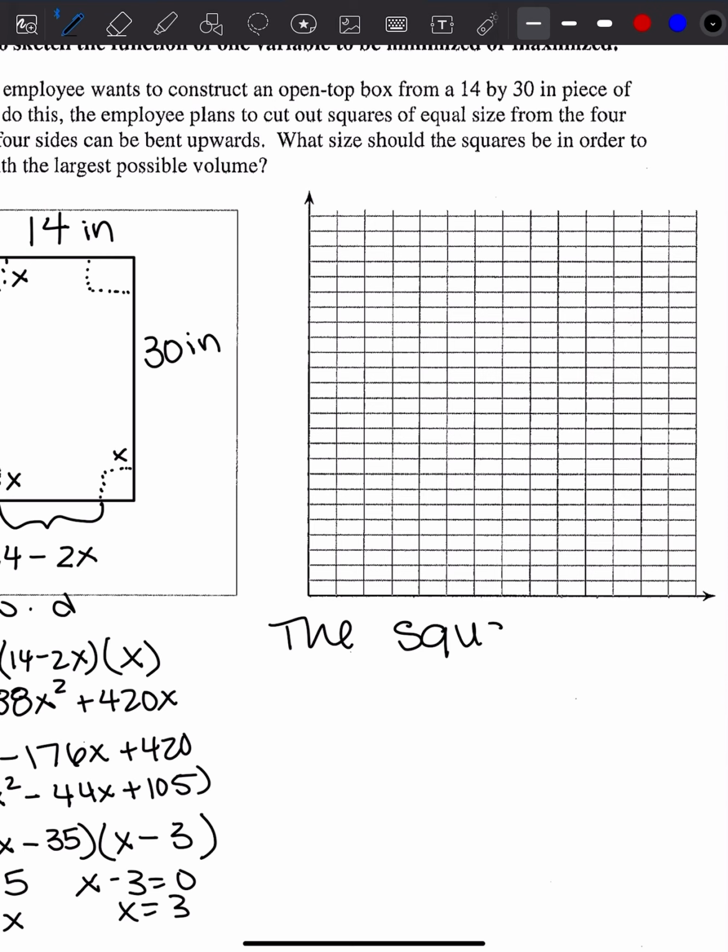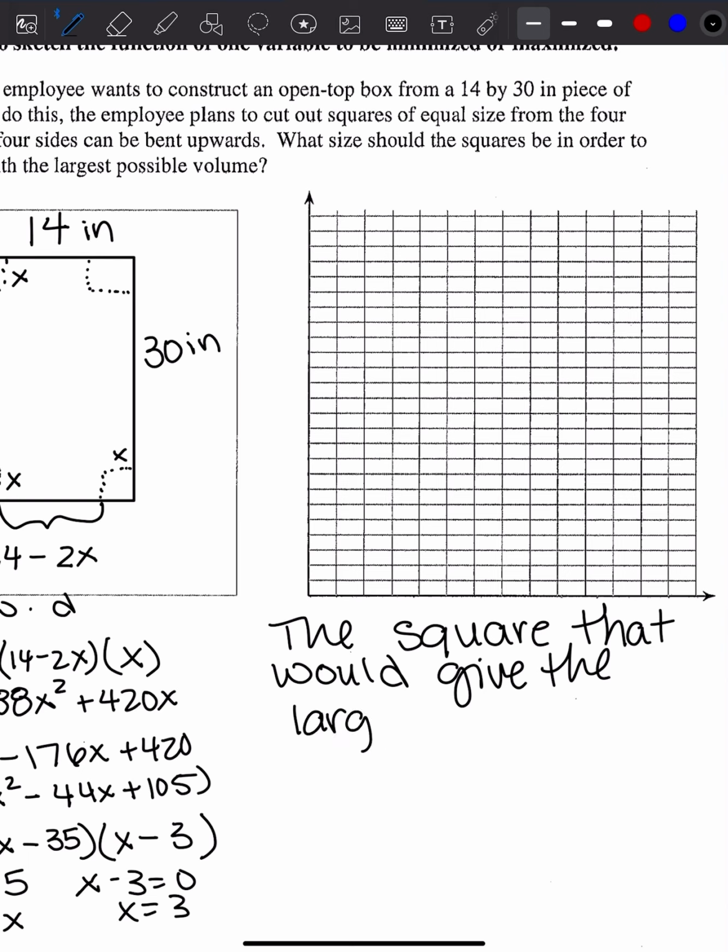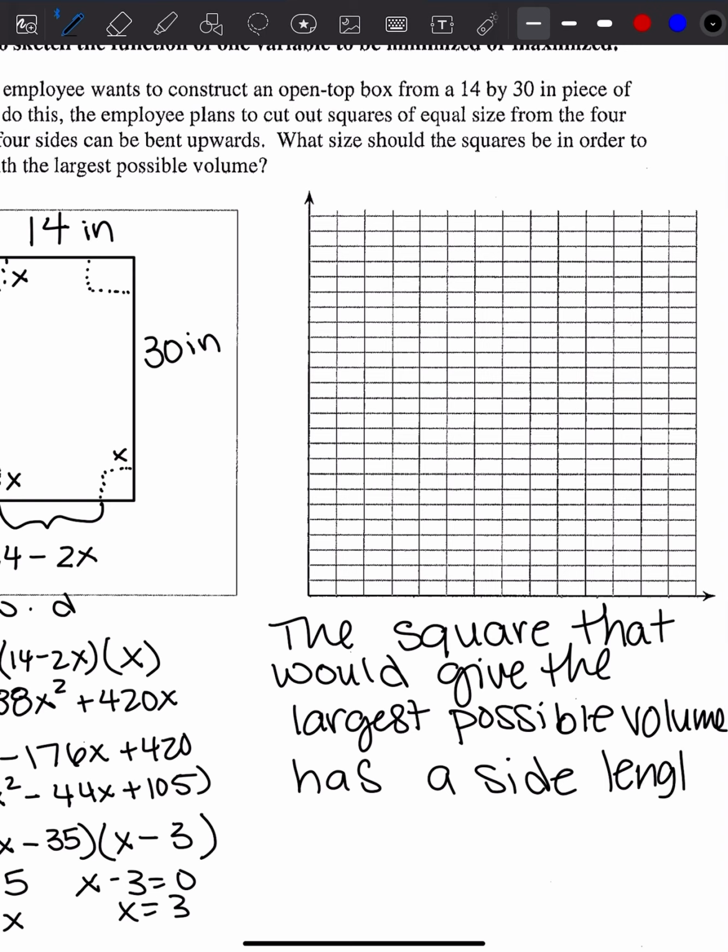The square that would give the largest possible volume has a side length of 3 inches.